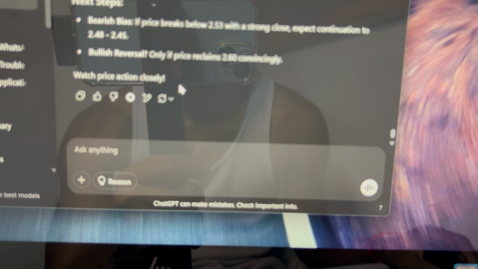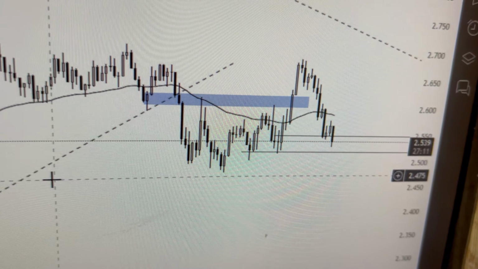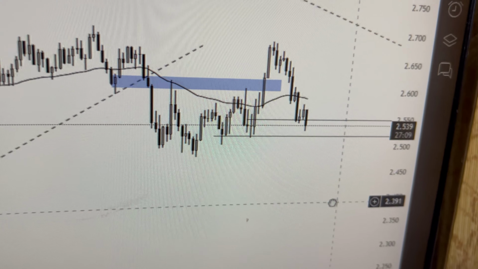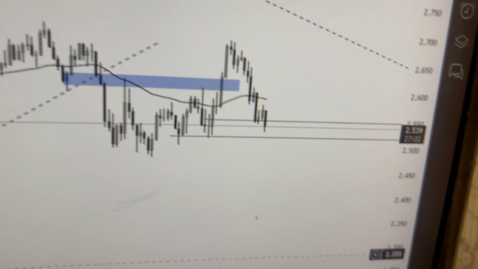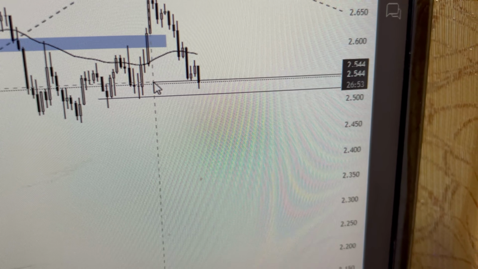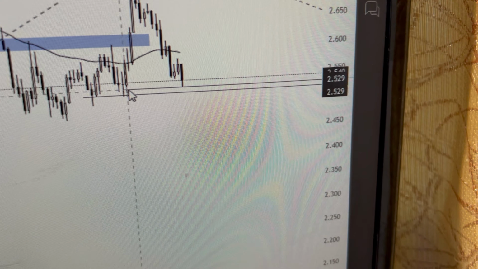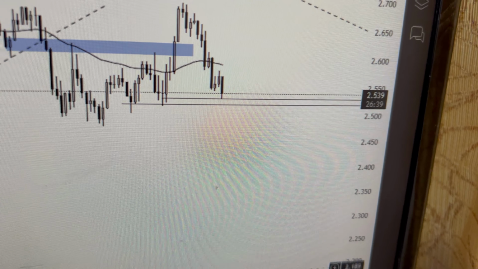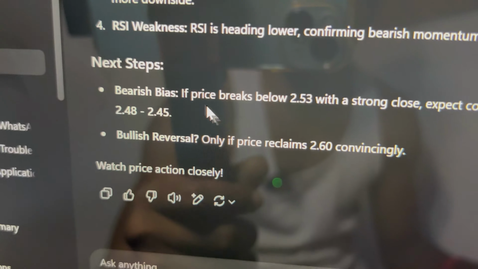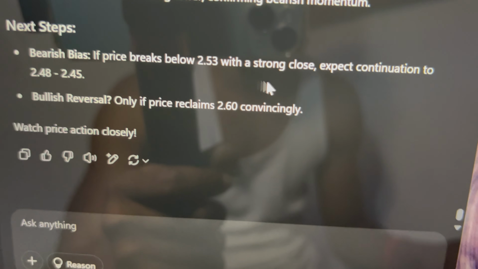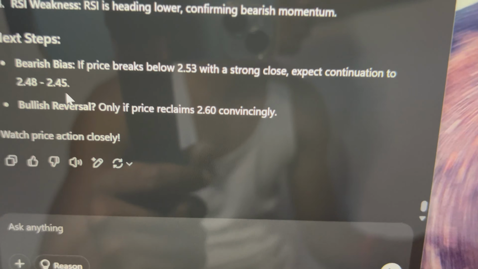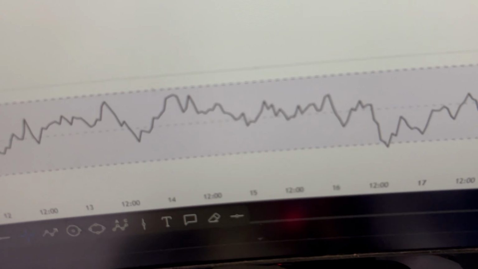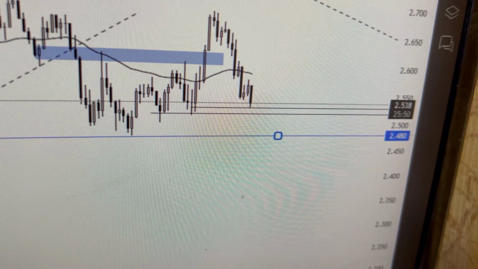Watch price action closely. Okay, so what ChatGPT was trying to say is that price is rejecting below. So key support is 253. Let's look for 253. Where is 253 here? Let me adjust this one to 253. Okay, here is 253. Yeah, that's 253. So the next thing he said was, if price breaks below 253 with a strong close, expect continuation to 248 to 245. So where's 248? Where's 245? This is 248 here, 245.